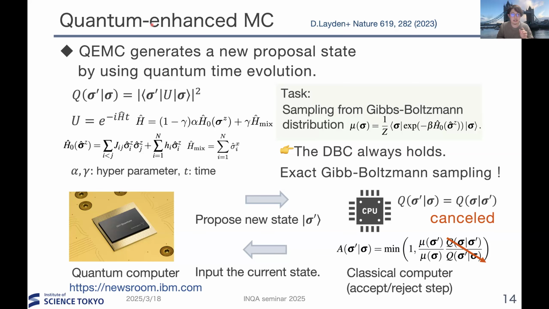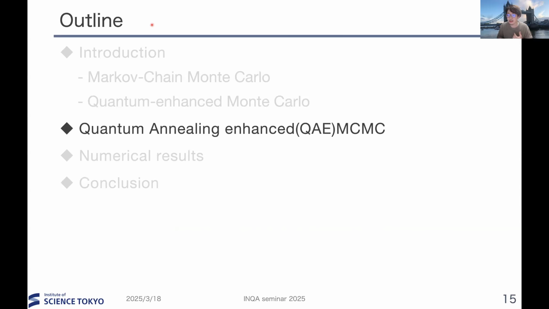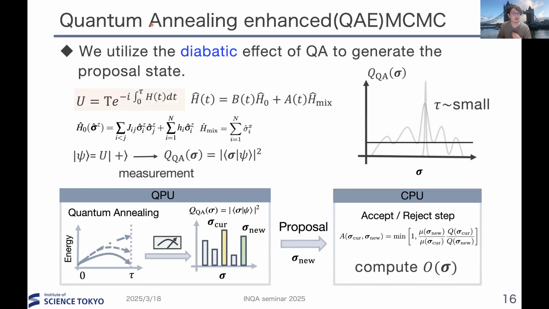So this means that we can always achieve the exact Gibbs-Boltzmann sampling in this scheme. So inspired by this study, we also consider the quantum annealing-enhanced MCMC protocol. In this protocol, we utilize the dynamic effect of quantum annealing to generate the proposed state. The time evolution operator of quantum annealing is like this. Tau is the annealing time. H is the Hamiltonian of QA. B and A are the annealing schedule. And H0 is a target Hamiltonian. And H mixer is a mixer Hamiltonian.